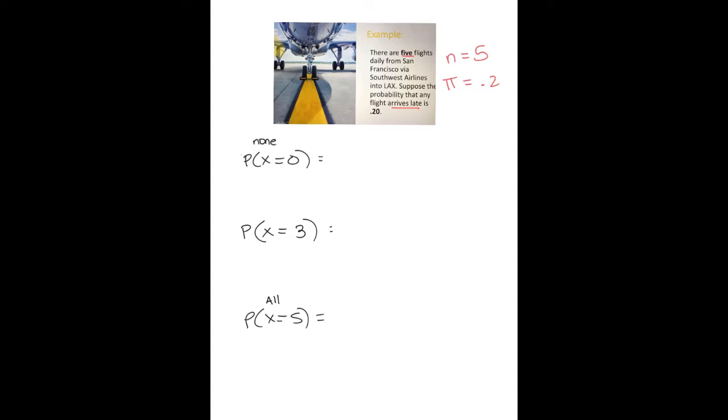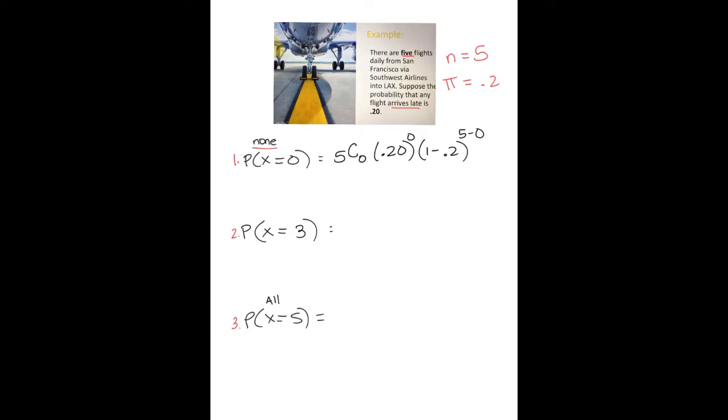We're going to find a few probabilities together. First, we're going to find the probability that none of the flights are late. Then we're going to find the probability that 3 flights are late. And finally, we're going to find the probability that all of the flights are late. So let's start with the probability that none of the flights are late. Let's plug the information into the equation. So we have 5 combination 0, times 0.2 to the 0, times 1 minus 0.2 to the 5 minus 0.